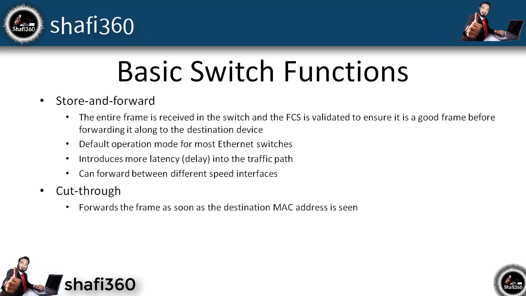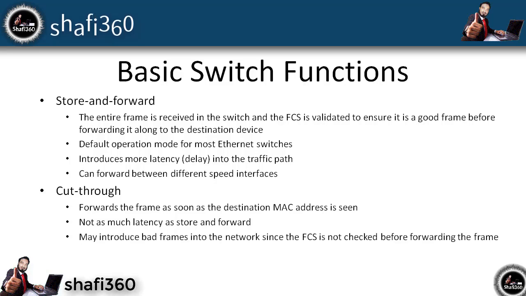With cut-through forwarding, the switch forwards the frame as soon as the destination MAC address is seen, which is about 16 to 20 bytes into the frame. Now, obviously, because the switch is not checking the entire frame, it does not introduce nearly as much latency, and so you will get quicker communications by a few milliseconds using cut-through forwarding versus store and forward forwarding. However, using cut-through forwarding, you have the ability to introduce bad frames into the network.